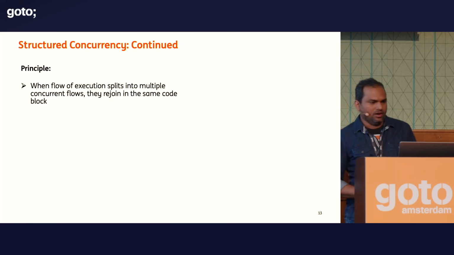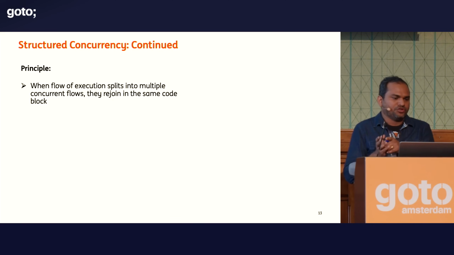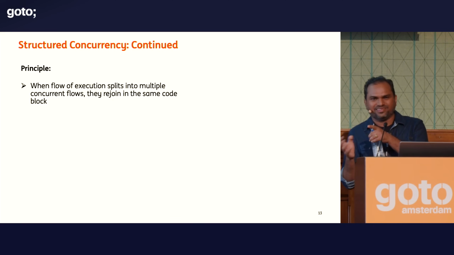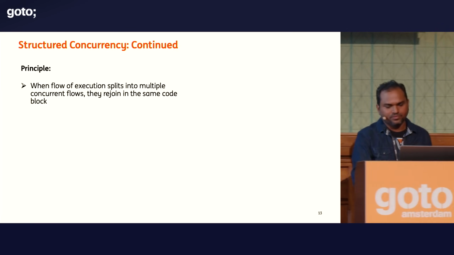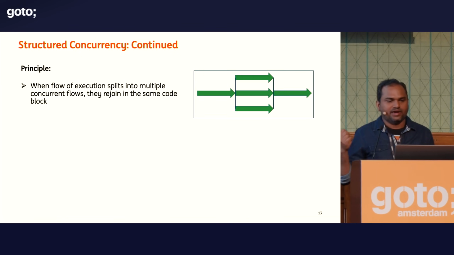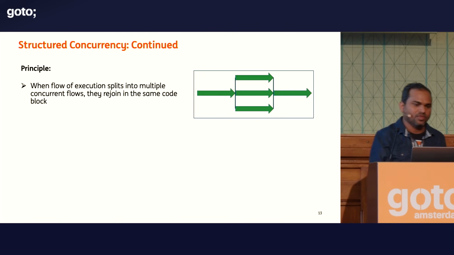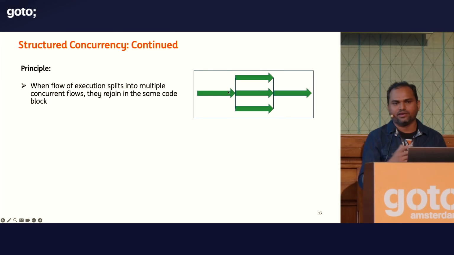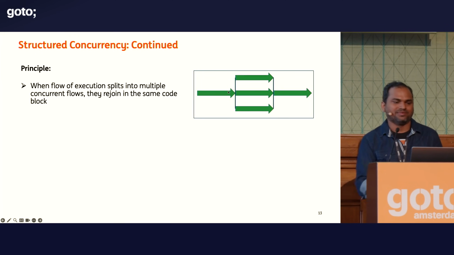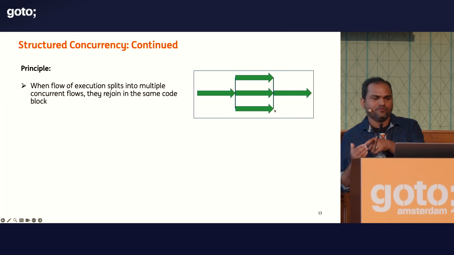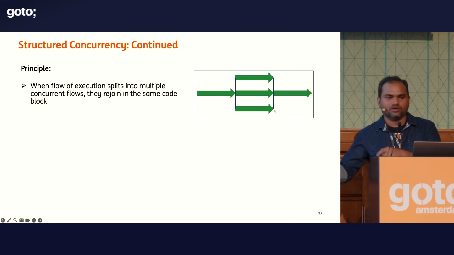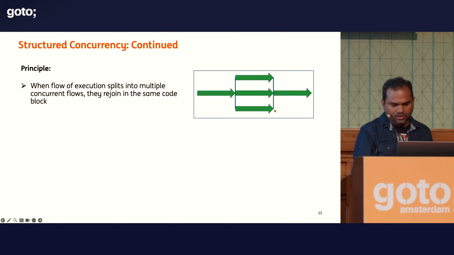The principle is that when a flow of execution splits into multiple concurrent flows, basically executing multiple subtasks, they rejoin in the same code block. What we see here is this first green arrow, which represents part of the main task, and that splits into multiple subtasks. In this case, we want all of these subtasks to be finished in order to continue with the main task, right?